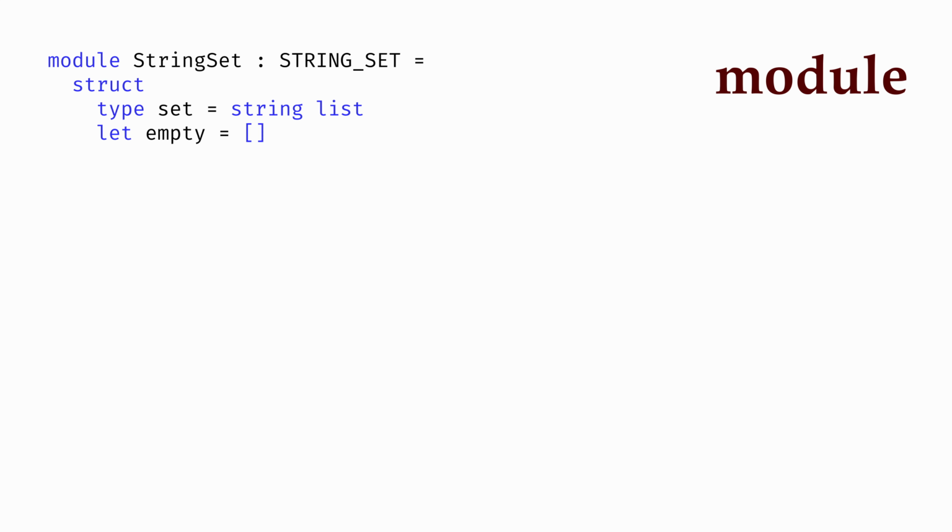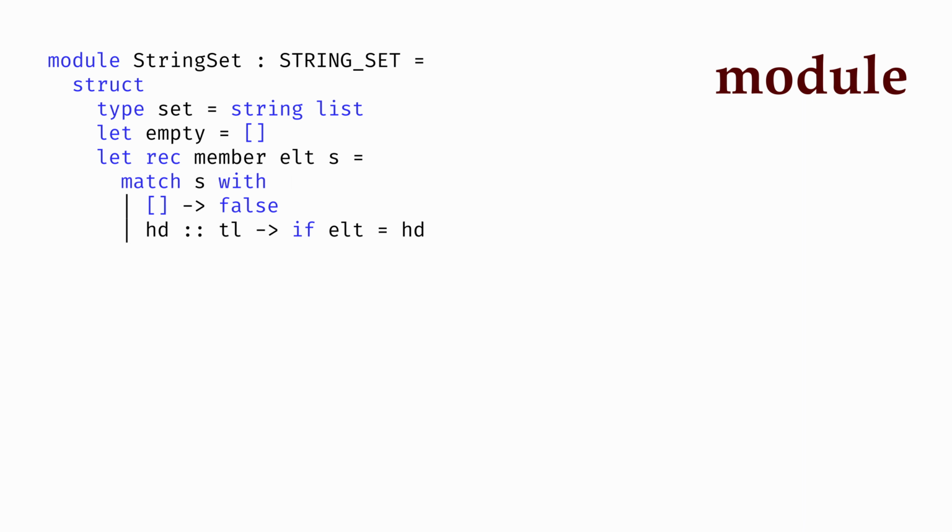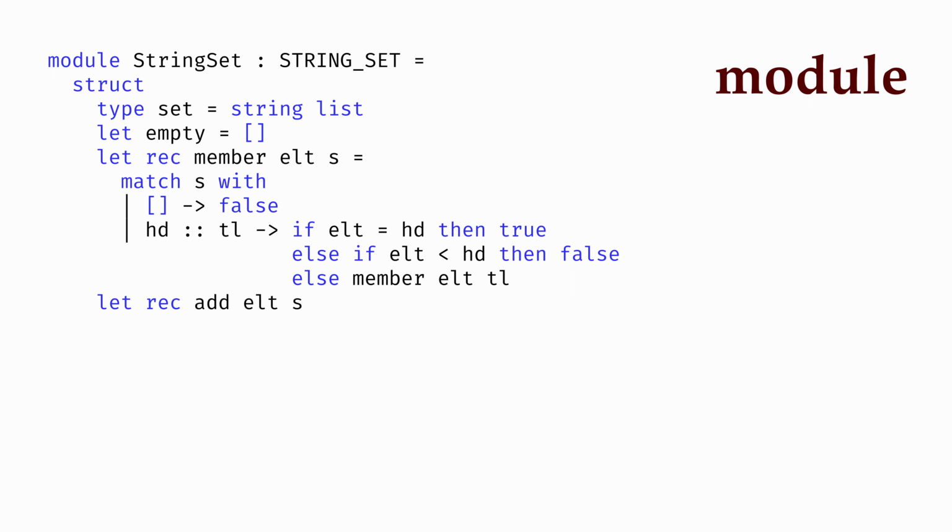To check if an element is a member of the set, we'll match the set. It's implemented as a list, so if it's an empty list, the element isn't a member and we'll return false. If there's a head and a tail, we'll check to see if the head matches the element. If so, we found the element in the set and we return true. Otherwise, if the element we're looking for belongs before the head in sorted order, then we can conclude the element isn't in the list at all. We'll return false. And otherwise, we'll check to see if the element is a member of the tail. The story for adding an element is similar.